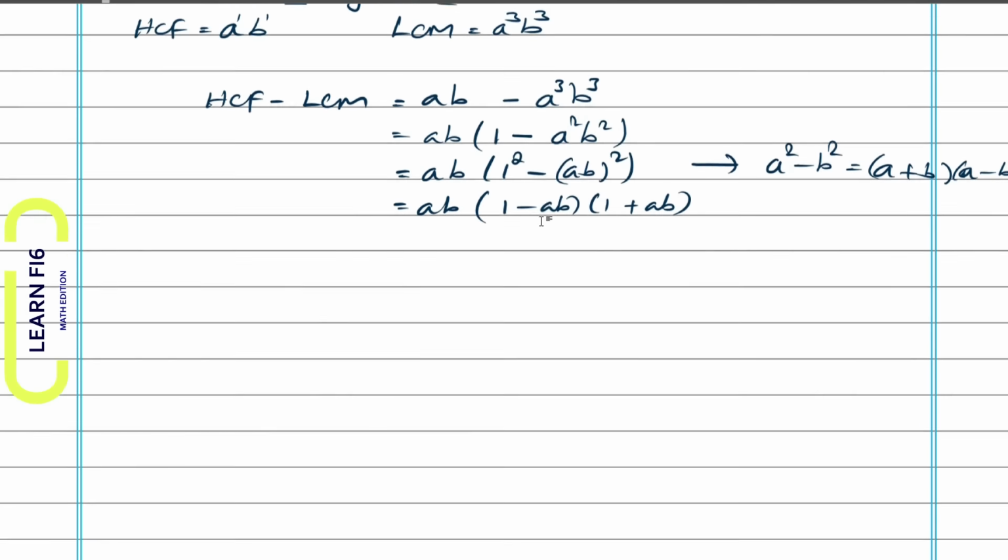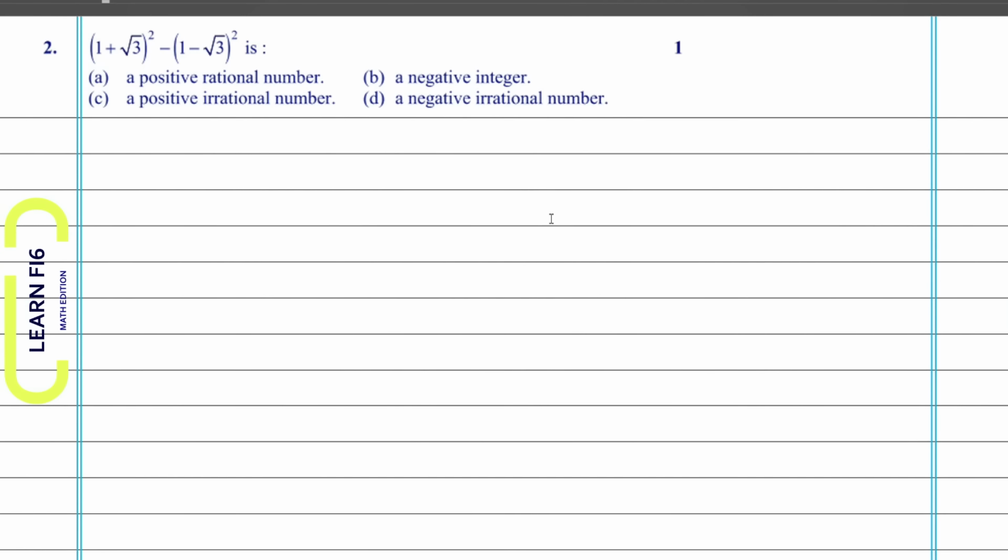Let's move to the second question. We have an expression. In this, we need to identify whether the final result is a positive rational number, negative integer, positive irrational number, or negative irrational number. So we need to find the final outcome of this.